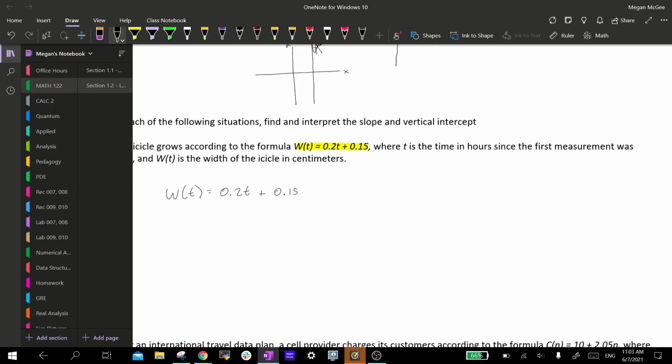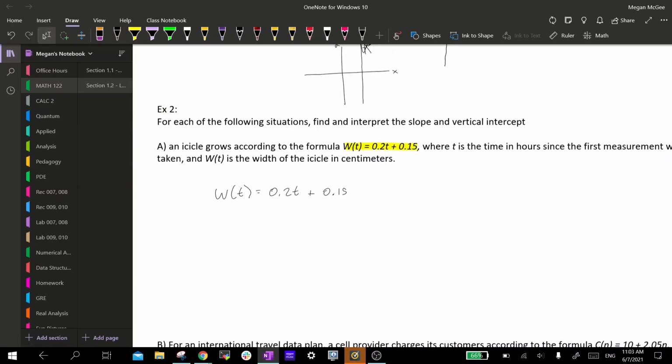Okay, and this section is all about linear functions. Alright, so maybe if you think about this for a second, does it kind of look like y equals mx plus b? Well, what if we change x for t? If we have y is equal to mt plus b. Are we getting a little bit closer?